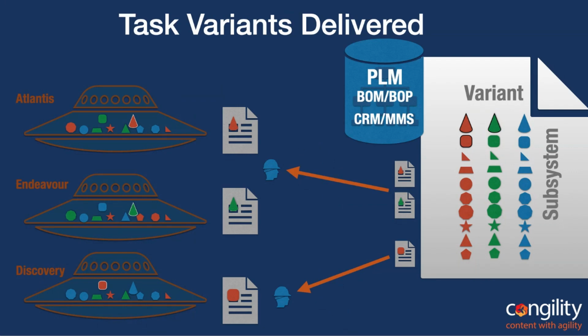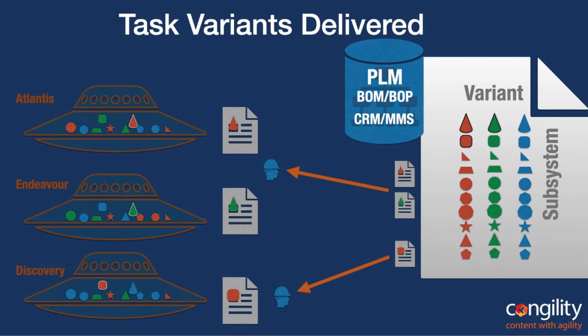How do we achieve the technician being given the correct task content automatically without the need to search for it? Organizations typically use a product lifecycle management system, a PLM system, and make use of bills of materials and bills of process data within it to manage product configurations. Combining PLM data with CRM and MMS, that's maintenance management system data, can provide the information required to ensure the technician is automatically given the correct content.